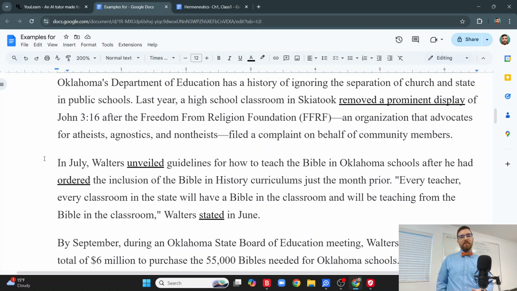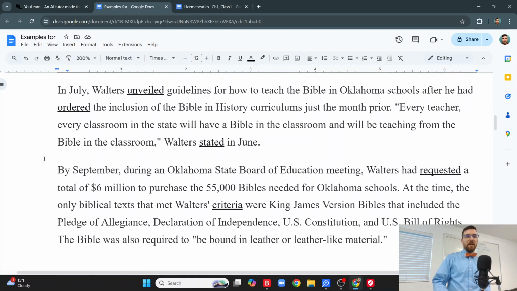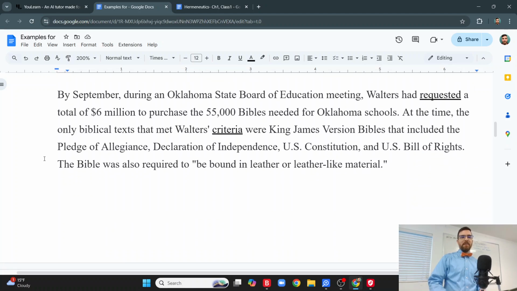In July, Walters unveiled guidelines for how to teach the Bible in Oklahoma schools after he had ordered the inclusion of the Bible in history curriculums just a month prior. Quote, "Every teacher, every classroom in the state will have a Bible in the classroom and will be teaching from the Bible in the classroom," Walters stated in June. By September, during the Oklahoma State Board of Education meeting, Walters had requested a total of $6 million to purchase the 55,000 Bibles needed for Oklahoma schools.